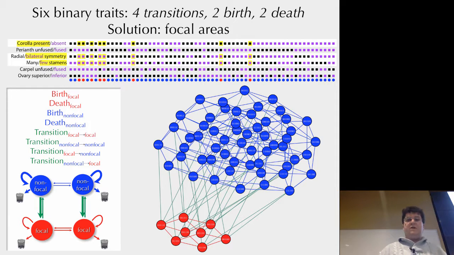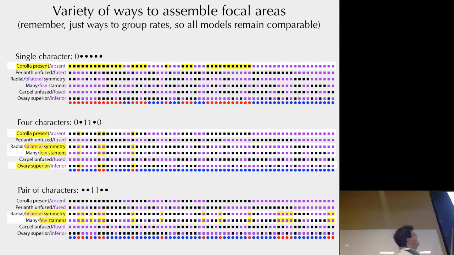Okay. But of course, there's many such focal areas, right? I could just say corolla present. Just look at that one, right? And then you have this arrangement. Or 4 characters like this, or a pair of characters. Okay, so we've lost some complexity in terms of the model. In terms of parameters, we've gained some complexity in the focal areas.